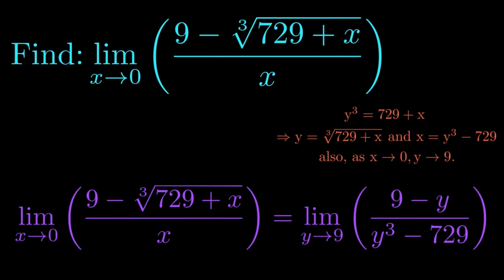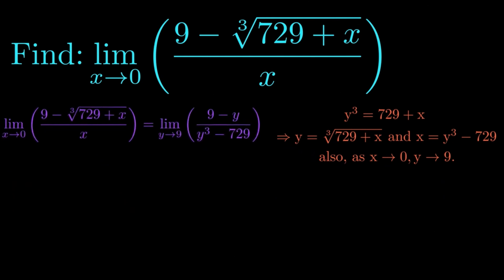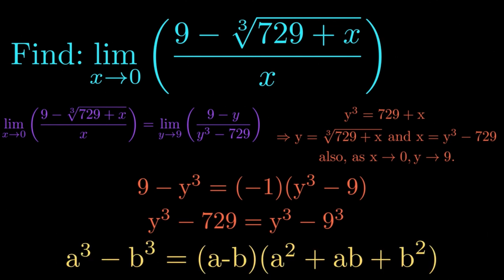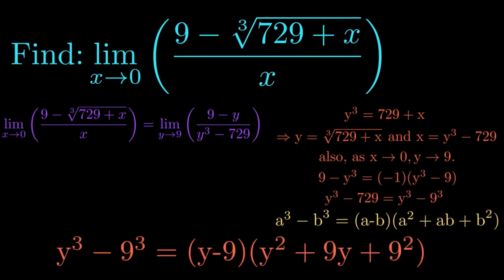Therefore, we can rewrite our limit as the limit as y approaches 9 of 9 minus y divided by y cubed minus 729. Now we can rewrite the numerator as minus 1 multiplied by y minus 9, and we can rewrite the denominator as y cubed minus 9 cubed. Rewriting the denominator in this form makes it clear that we can use the difference of cubes formula to rewrite it as y minus 9 multiplied by y squared plus 9y plus 9 squared.